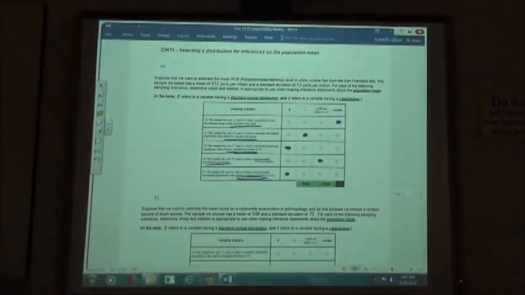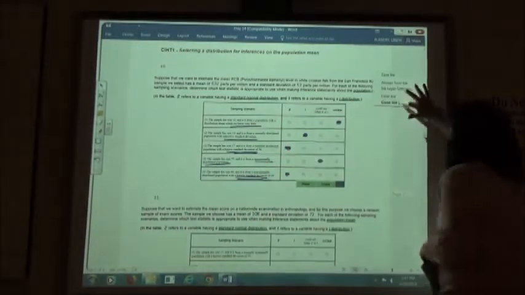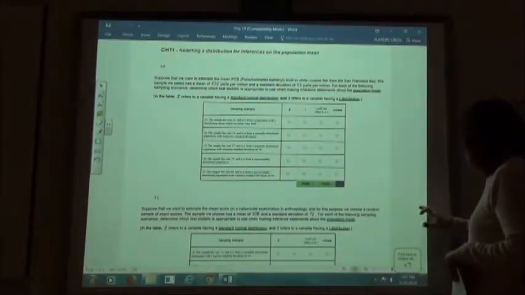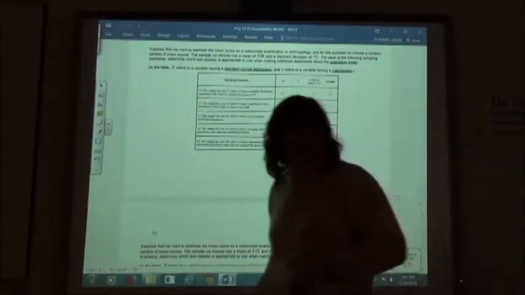So our table looks something like that. Okay? So if you do know the standard deviation and it says that right in the problem, you're going to use the Z. We'll get to word problems next week, and that's why they want you to be able to pick out which table you're going to use.